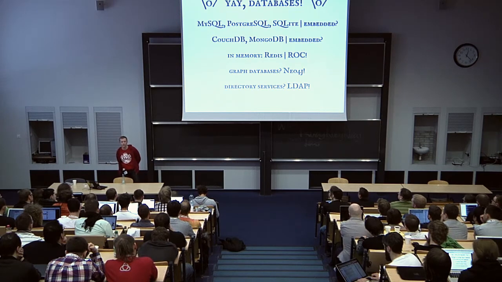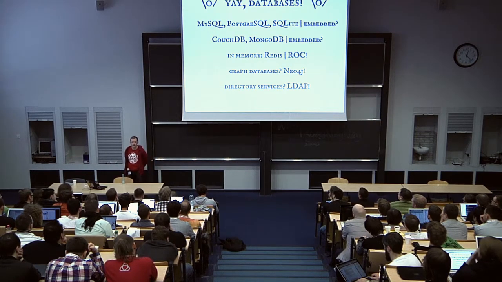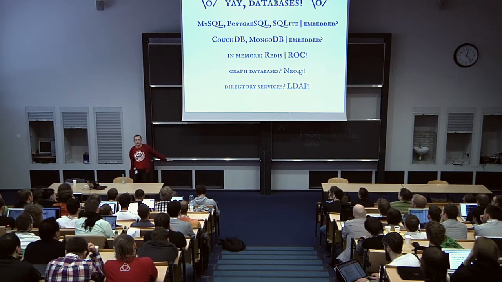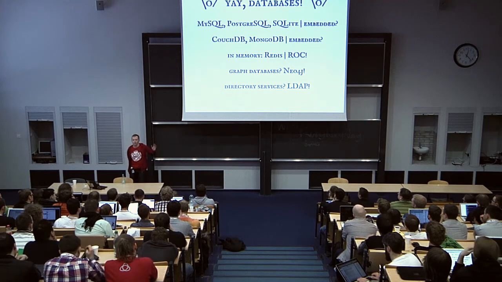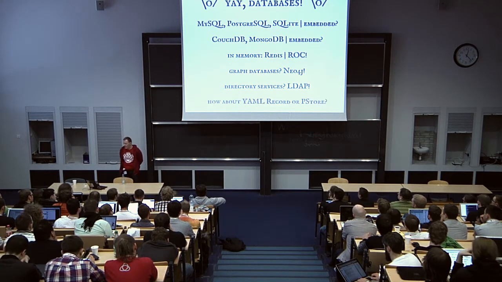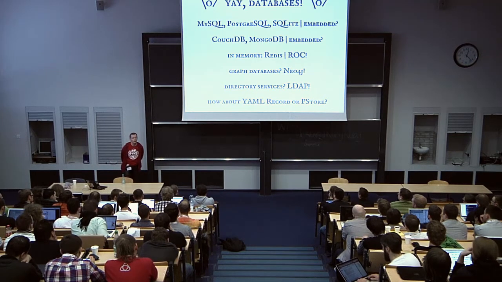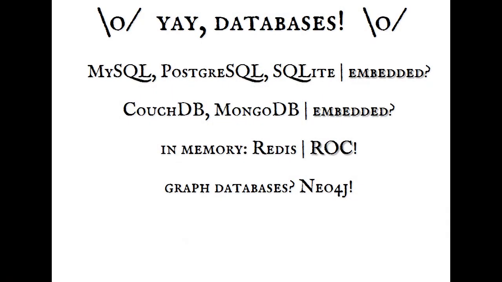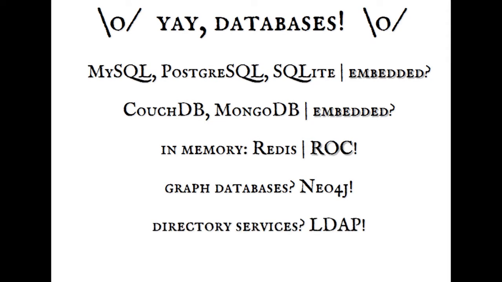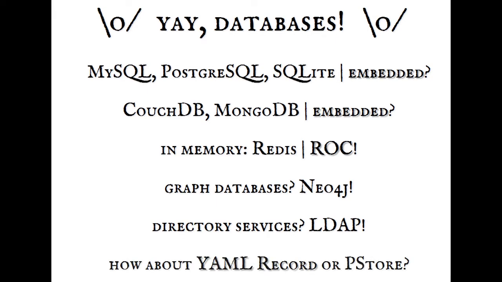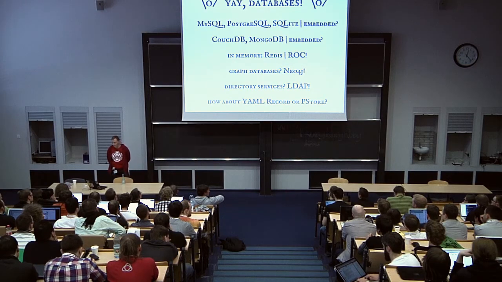There are directory services. If you want to manage login to your web app that is shared across different web apps, LDAP might be a good thing to look into. And there's YAML records for an ActiveRecord or ActiveModel-like approach to YAML files, if that's what you need. There's pstore, which is my favorite standard Ruby library. It gives you persistence of objects for free right there. If you're writing a small app that you might be the sole user of, maybe you should look into pstore rather than believing that you really need SQLite for that.